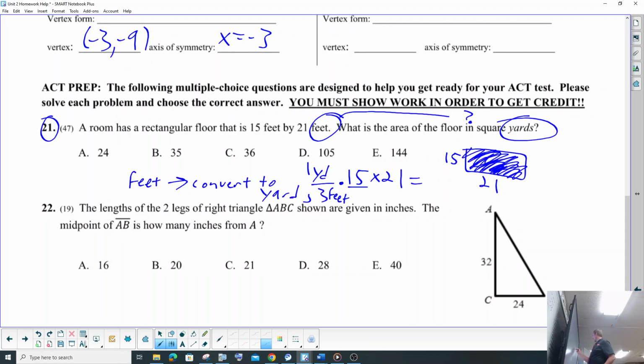So then we're going to convert it to yards. And since this is 15 feet and 21 feet, we're going to go ahead and divide those by 3 feet. And then the feet will cancel, and we'll have actually 5 yards times 7 yards. The reason why is because we're dividing by 3. And 7 times 5 is 35.